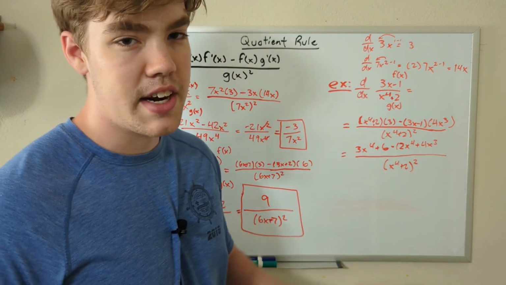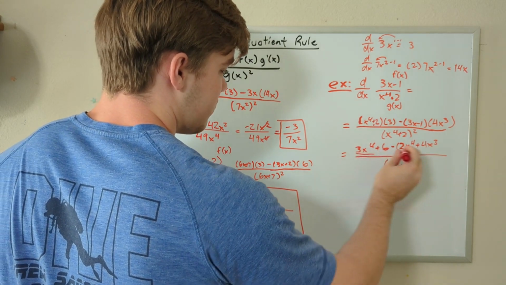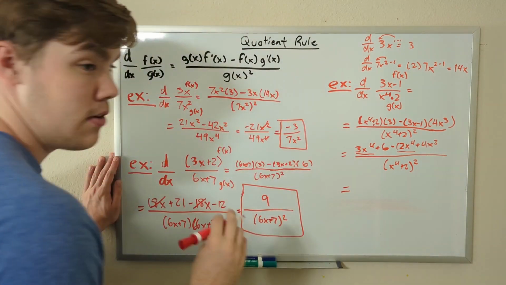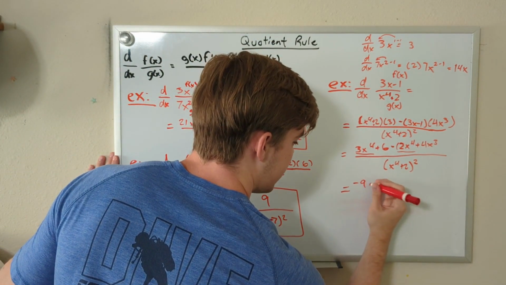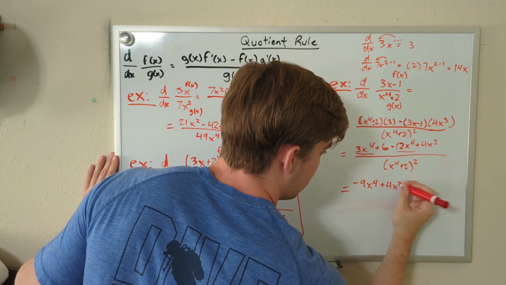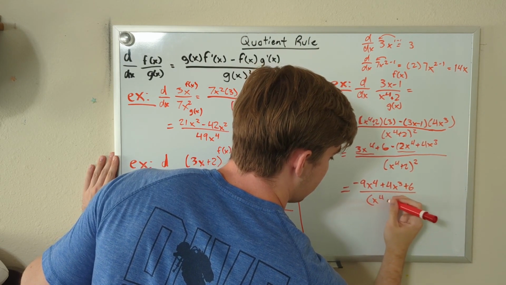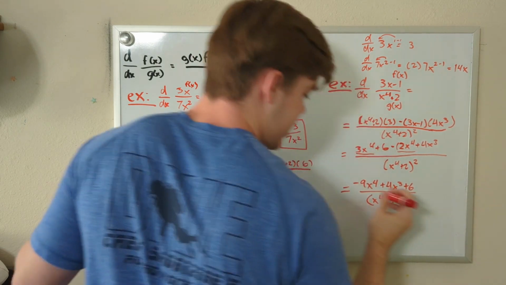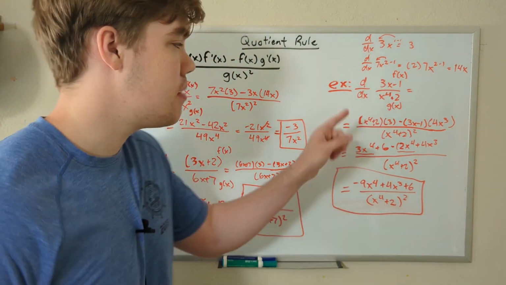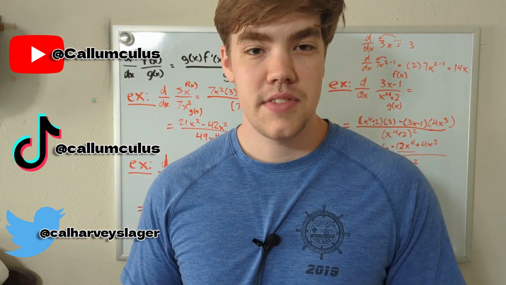Let's simplify the numerator to finish up our quotient rule derivative. There's only one thing to simplify. 3x to the fourth and negative 12x to the fourth can combine. So the final answer to this quotient rule problem is negative 9x to the fourth plus 4x cubed plus 6 divided by x to the fourth plus 2 squared. And that is the derivative of 3x minus 1 divided by x to the fourth plus 2 using the quotient rule to find it.